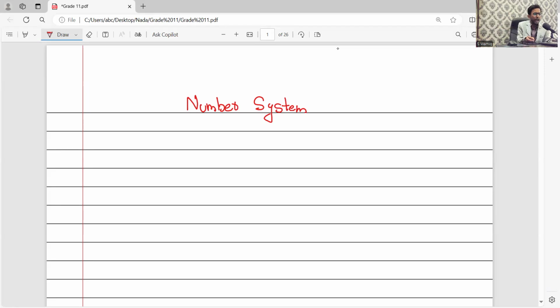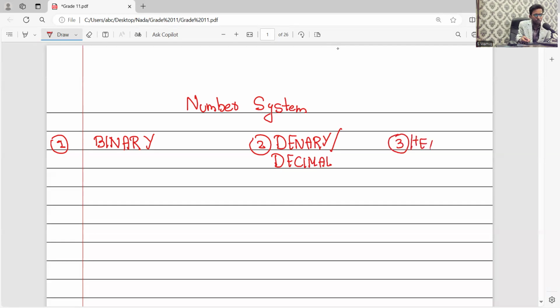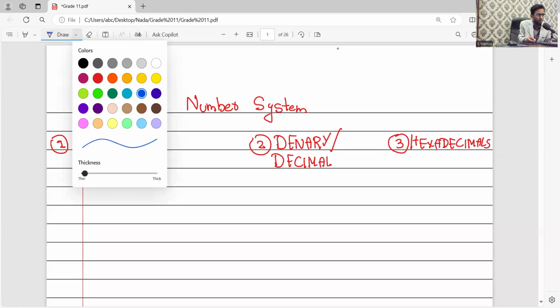In our syllabus, I think you completed this in your IGCSE computer science, but I'm giving you a recap that we have three types of number system. The first number system is known as binary. The second is known as denary, or decimal. It has two names; you can call it denary or decimal numbers. And the third is known as hexadecimal. So these are basically the three areas of the numbering system.